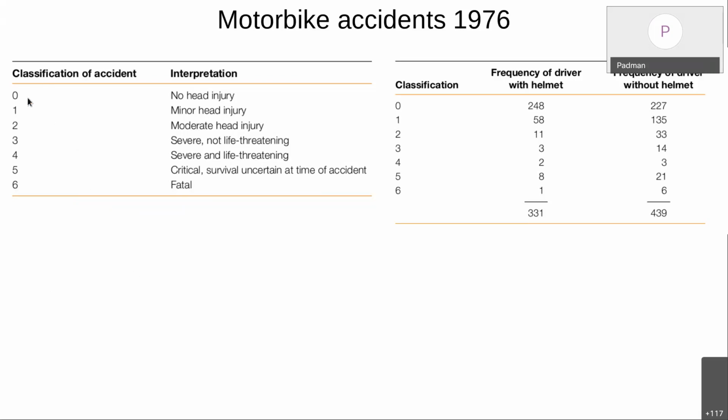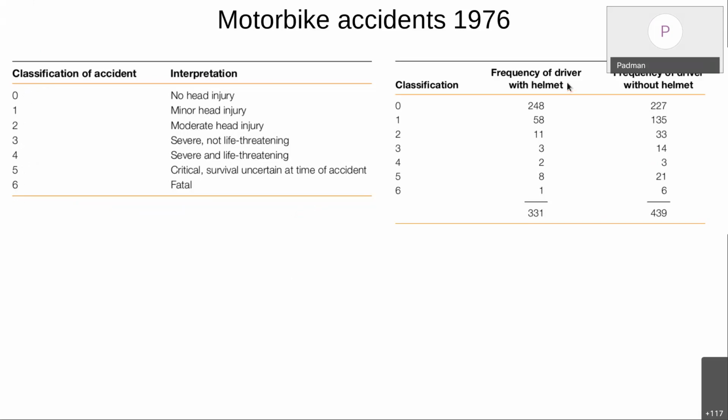0 means there is no head injury. 1 means there is minor head injury. Then 2 is moderate, and so on, whereas 6 is fatal. Okay, so let's say we'll call this column here the classification index. As it becomes greater and greater, the more severe is your injury. Fine, and this is what it means. And this is our data.